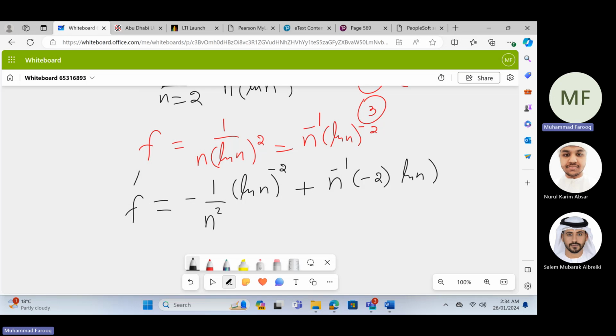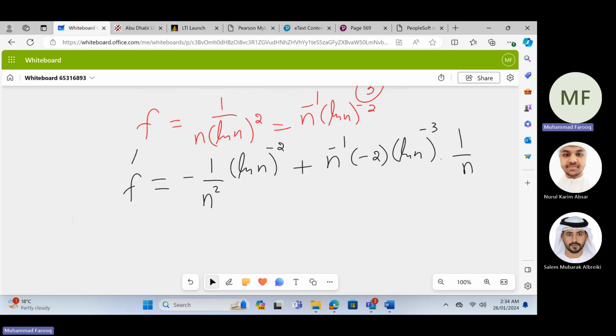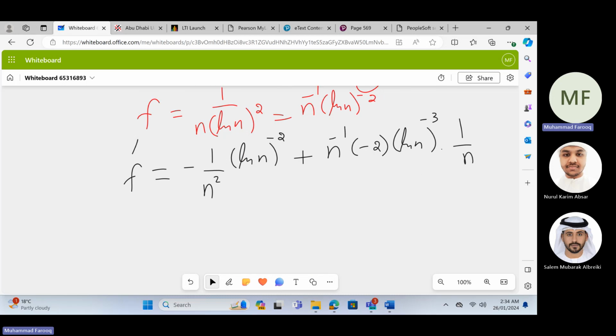-2 ln n power -3 times 1 by n, because inside function ln n its derivative is 1 over argument. Chain rule, yes. So we have done our differentiation by using the product rule. Now simplify so that we can check the decreasing property. By the way, how do we check the decreasing property? Find the critical points, where the derivative is zero. Yes, good. First, simplify, please.